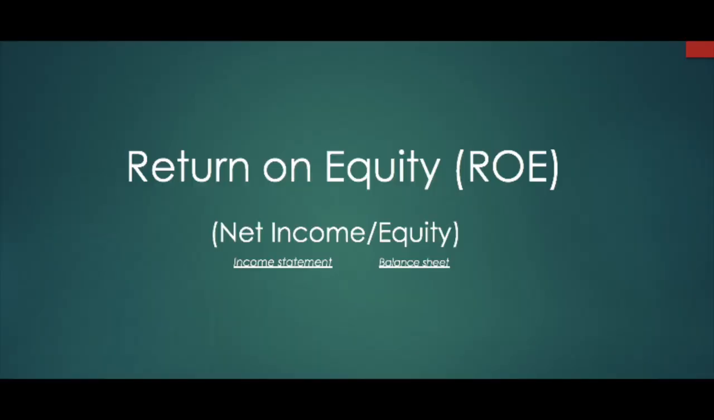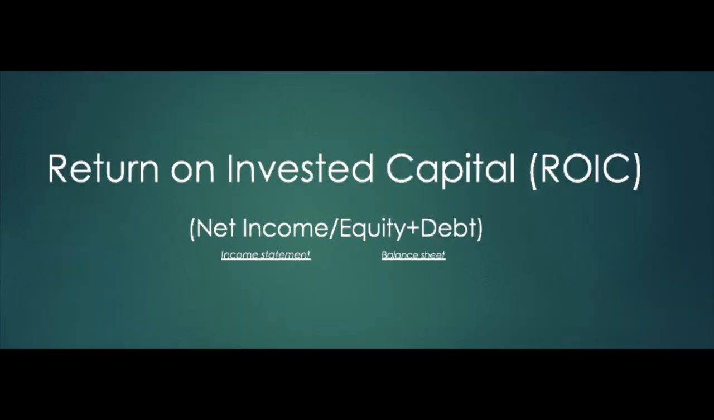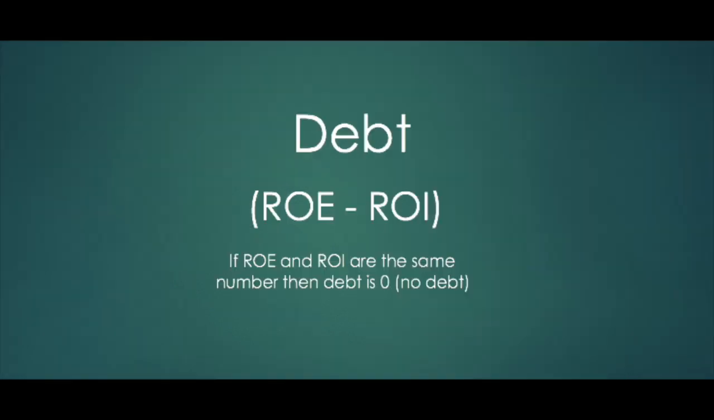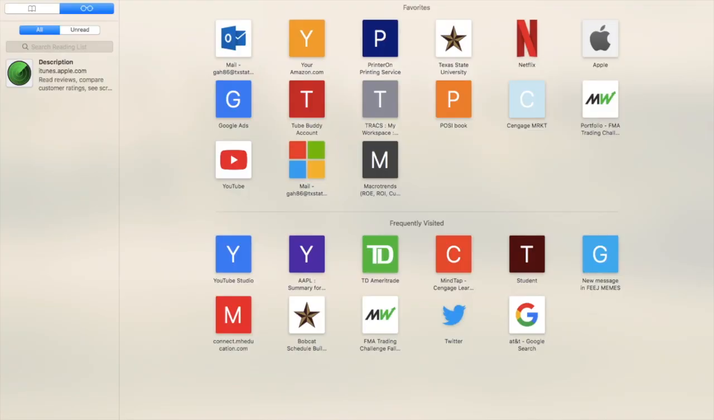These numbers are going to include return on equity, which is net income divided by equity. Return on invested capital, which is net income divided by equity plus debt. And the last number, the way I like to do it, is by subtracting ROE minus ROI, which is return on equity minus return on invested capital. Now, before you get discouraged, I'm about to show you exactly where you can find these numbers and how simple it is to find them.